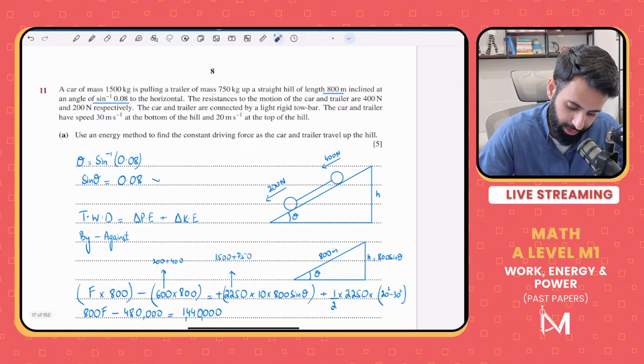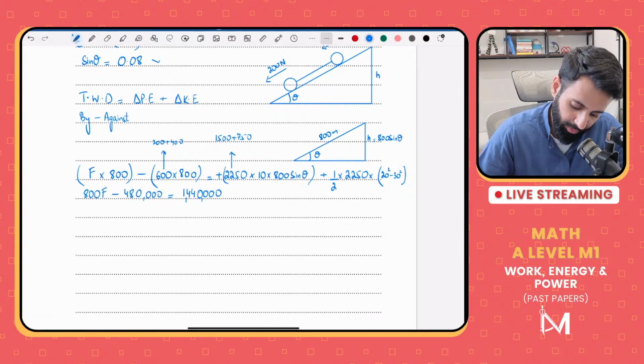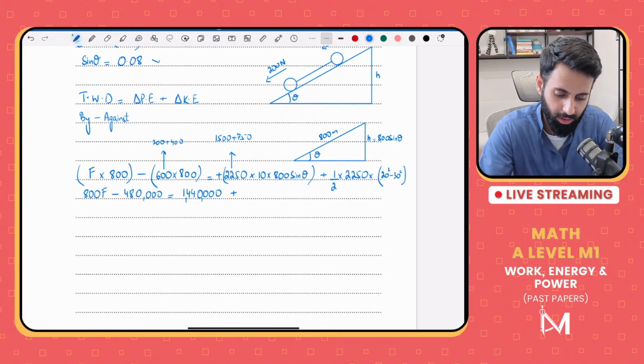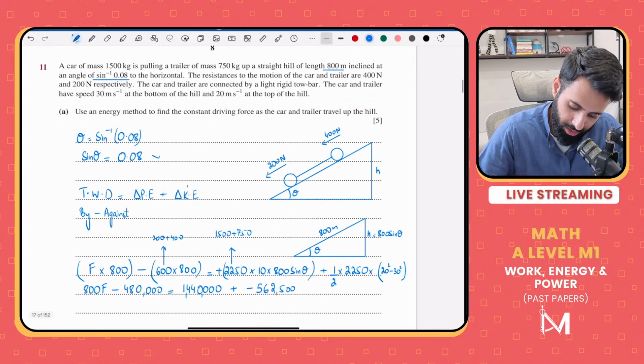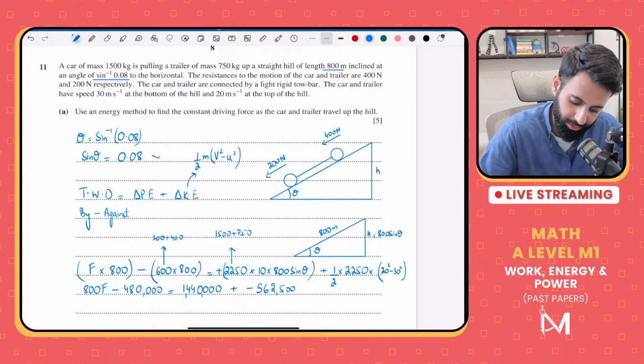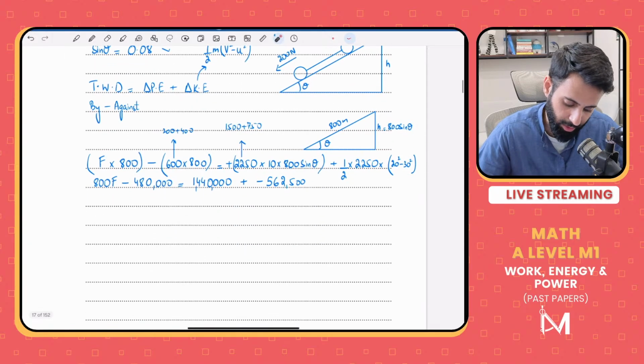Now why would it be 30 squared minus 20 squared? Because it says the car and trailer have speed 30 meters per second at the bottom of the hill and 20 meters per second at the top of the hill. So the final velocity is 20, the initial is 30. Now plus, let's work this out, 0.5 into 2250 into 20 squared minus 30 squared. So when you work this out, you get minus 562,500. Remember, change in kinetic energy is equal to 1 upon 2 times m times v squared minus u squared. Simple as that. Now what's the final velocity? The final velocity is 20, that's at the top. What's the initial velocity? That's 30, that's at the bottom. So final minus initial with the square, obviously.